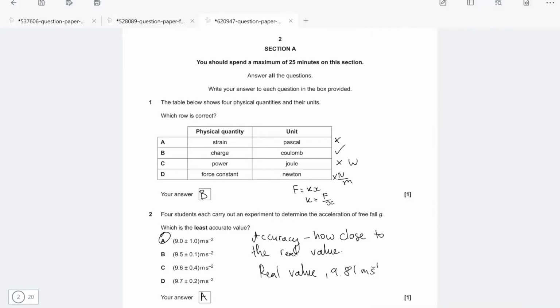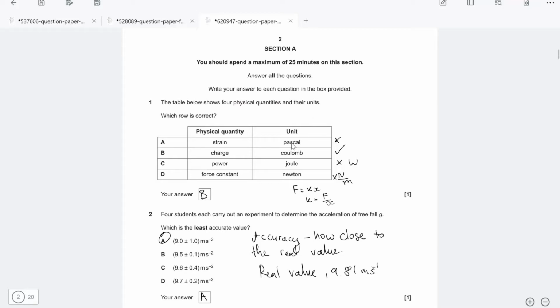Let's get started with question 1. The table below shows 4 physical quantities and their units. Which row is correct? For the first one we have strain. Strain is actually a unitless quantity. Remember, strain is defined as the extension divided by the original length. Both of those are measured in meters, so it has no units.